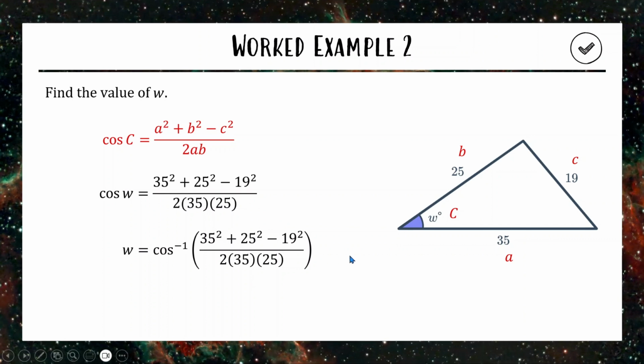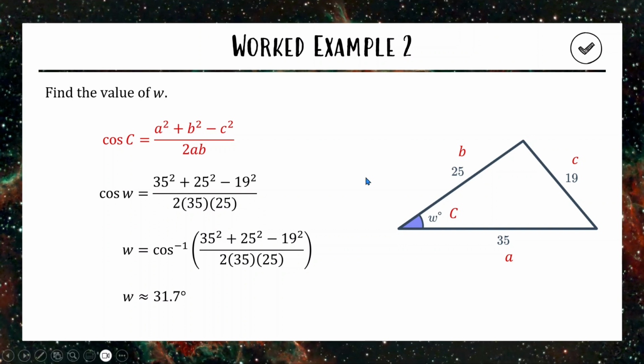So by all means, pause, have a crack at pressing shift cos, typing in this mess of a fraction and then closing the brackets. If your calculator is in the right mode and you've pressed the right buttons, you should get W being roughly equal to 31.7 degrees.